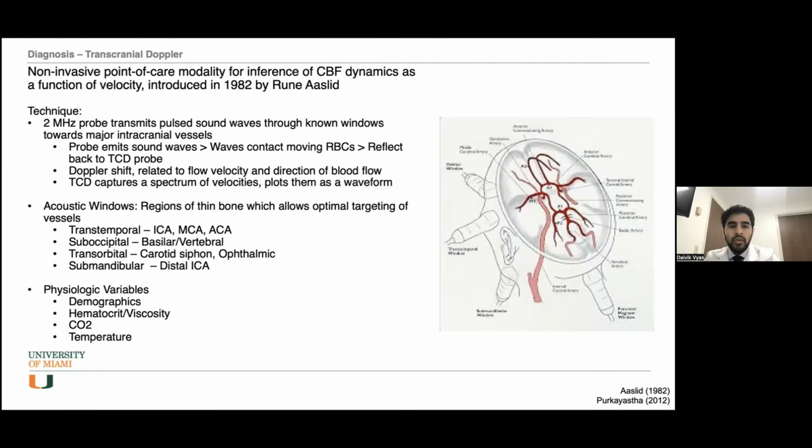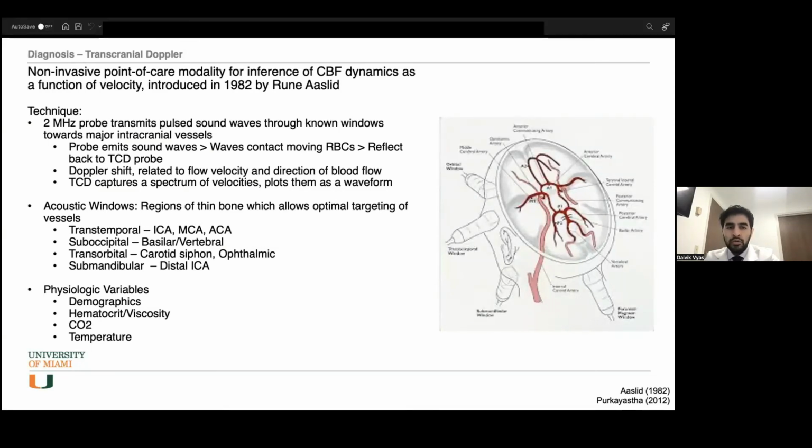The acoustic windows that are used in getting a TCD include 4 primary windows, and they're regions of thin bone which allow optimal targeting for blood vessels. So the transtemporal window allows for better visualization of the ICA, MCA, and anterior cerebral artery. The suboccipital window allows better visualization of the posterior circulation. And a transorbital window allows for assessment of both the carotid siphon as well as the ophthalmic artery. And the submandibular window, which is often used, allows evaluation of the distal ICA. And of note, TCDs demonstrate physiologic variability. So it includes demographics, what the hematocrit of the patient is, what the carbon dioxide level of the patient is on an ABG, as well as the temperature of the patient.